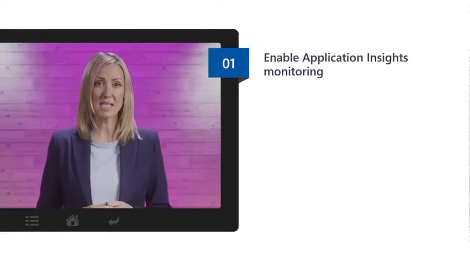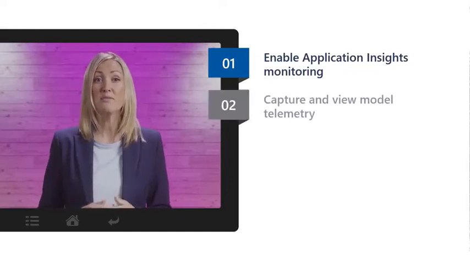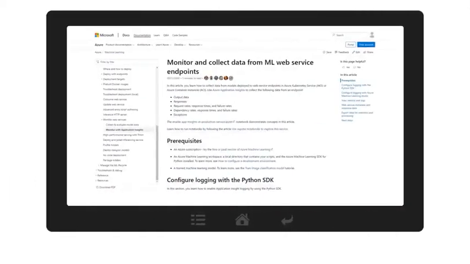In this lesson, you learned how to monitor models with Azure Machine Learning. More specifically, you learned how to enable Application Insights monitoring for an Azure Machine Learning web service and capture and view model telemetry. To learn more about monitoring models with Azure Machine Learning, see Monitor and Collect Data from ML Web Service Endpoints in the Azure Machine Learning documentation. You can find a link to these resources from the additional readings at the end of this lesson.